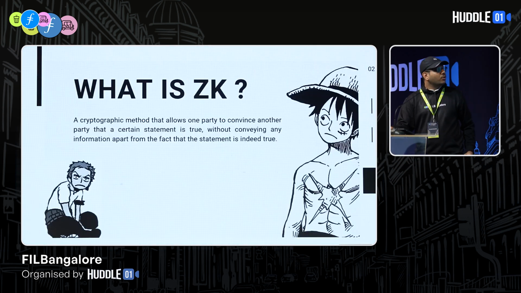So, coming to what is ZK? What is all this ruckus about ZK? We are hearing about zero knowledge proofs every day. Like from the last 2 days, you might be hearing about ZK this and ZK that. So, what is it all about? ZK is a cryptographic method that allows one party to convince another party that the statement which I am saying is true without sharing the major information. If it's still not clear, let me give you an example.